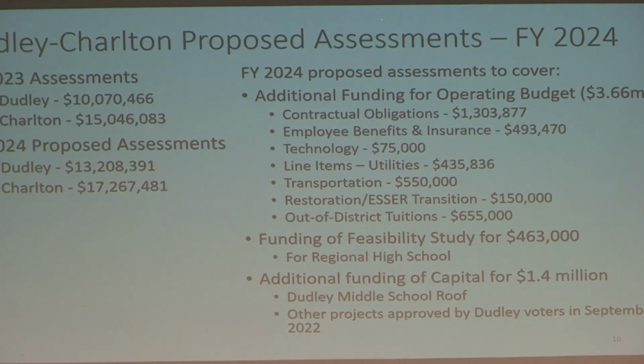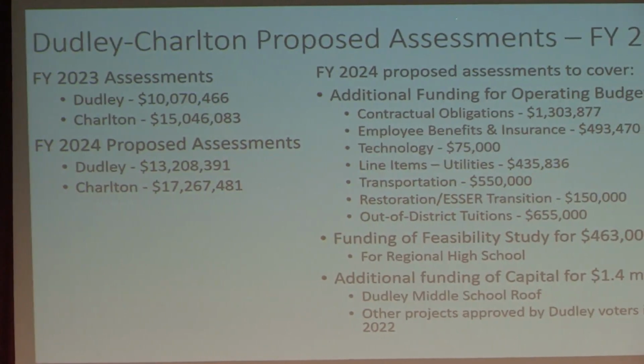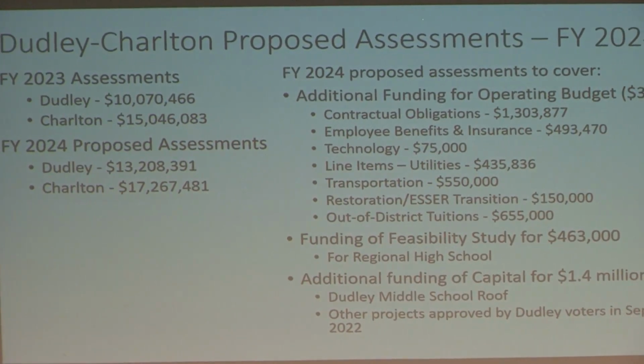Okay, so now we're going to start transitioning towards looking at assessments, looking forward, FY24. Dudley Charlton proposed assessments. Left-hand side, the FY23 assessments are there for you. The Dudley number of about $10 million, the Charlton number of about $15 million. Proposed assessments for FY24, and we'll get into how these were calculated momentarily. Dudley, $13.2-ish million, Charlton, $17.3-ish million.